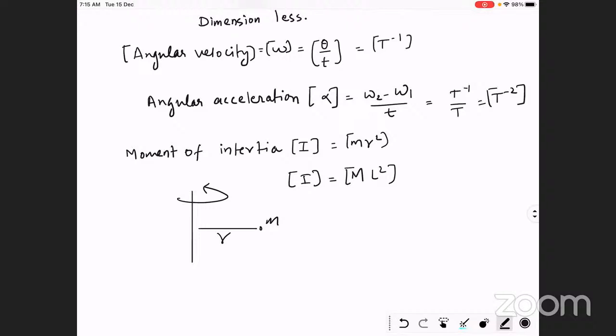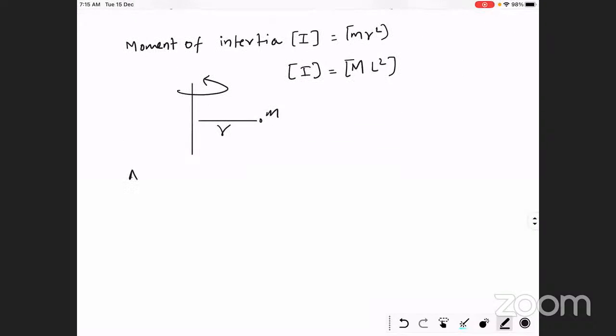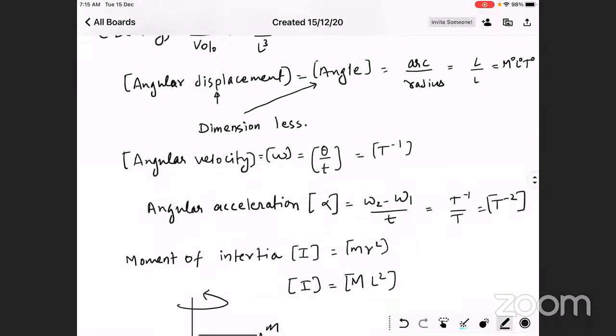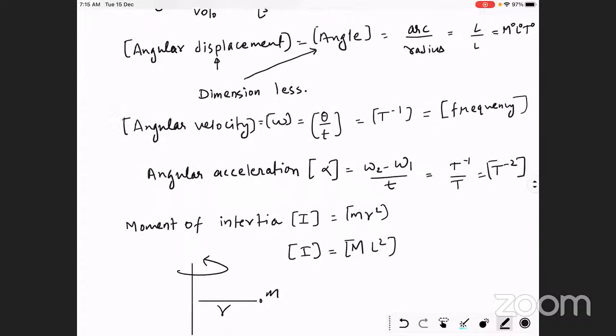If we talk about angular momentum, hey, I forgot one thing here. Angular velocity and frequency have the same dimensional formula. Frequency and angular velocity have the same dimensional formula.